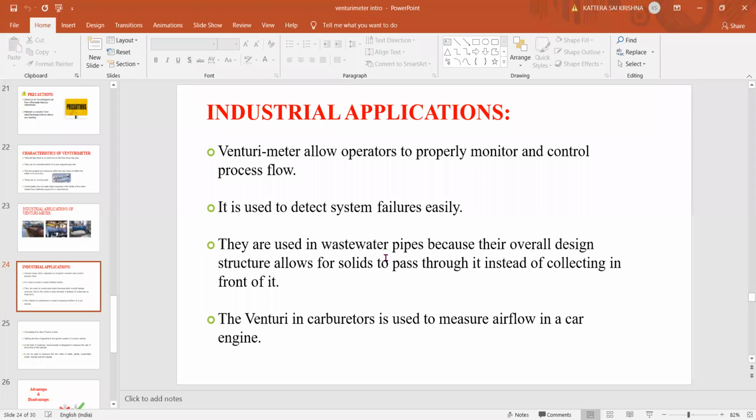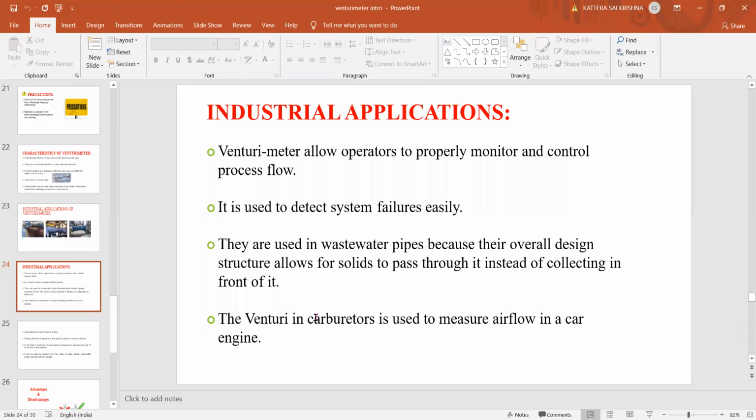They are used in wastewater pipes because their overall design structure allows for solid to pass through it instead of collecting in front of it. Okay, so sometimes in water pipes, if some waste parts are there, what happens? It will block the throat there. So we can remove that blocked part from the throat because as the cross-sectional area is reduced there, the waste parts will be collected in that. So the flow will be stopped. So if you remove the venturimeter from that part, we can remove those waste solid particles which are moving in the pipe.